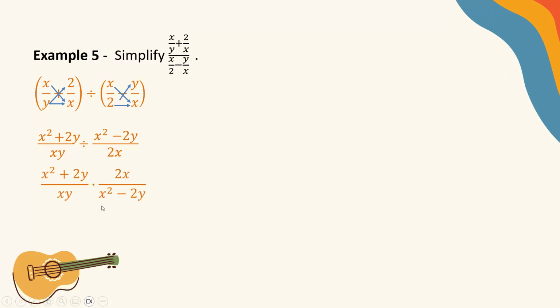Divide means to multiply by the reciprocal, so I flip this and change that to a multiply. And then we're going to divide out the factor of x and multiply numerator times numerator. I would distribute the 2, and then in the denominator here, y times this expression, we would distribute the y, and this is our final answer.